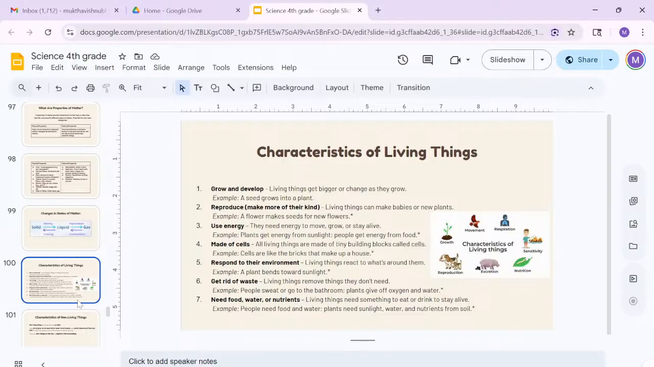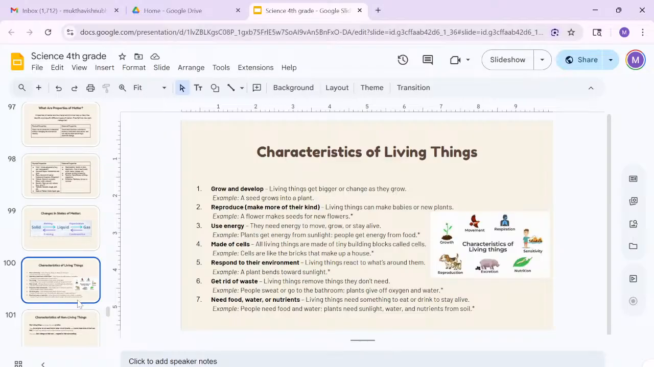So, what are living things? We know that all living things are made up of matter. But, low-key, everything is made up of matter. So, what do living things specifically do? They grow and develop. Living things get bigger, and they change as they grow. Example, a seed grows into a plant.